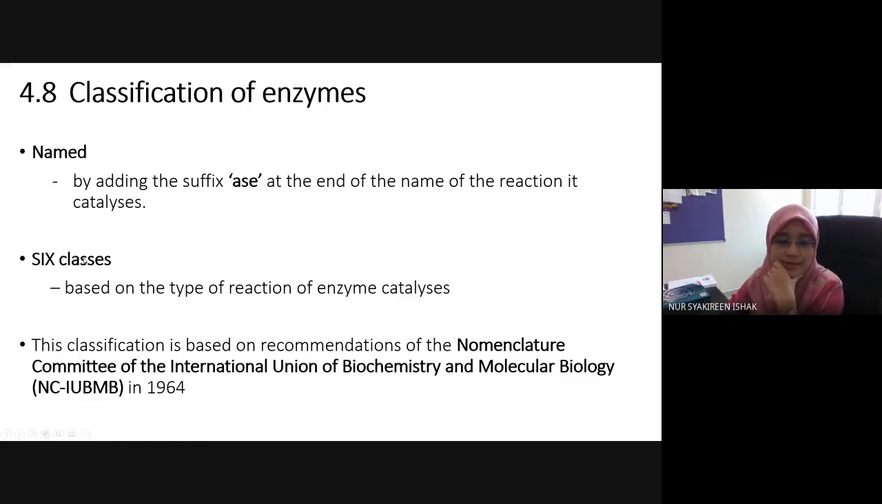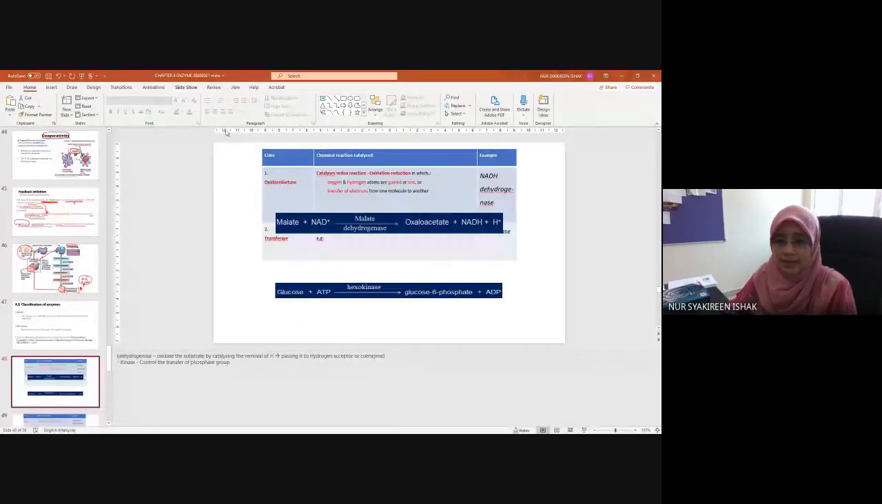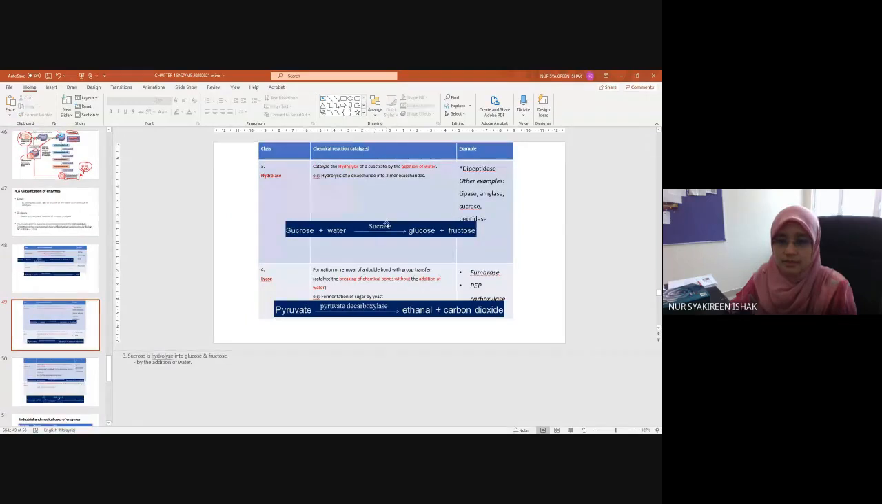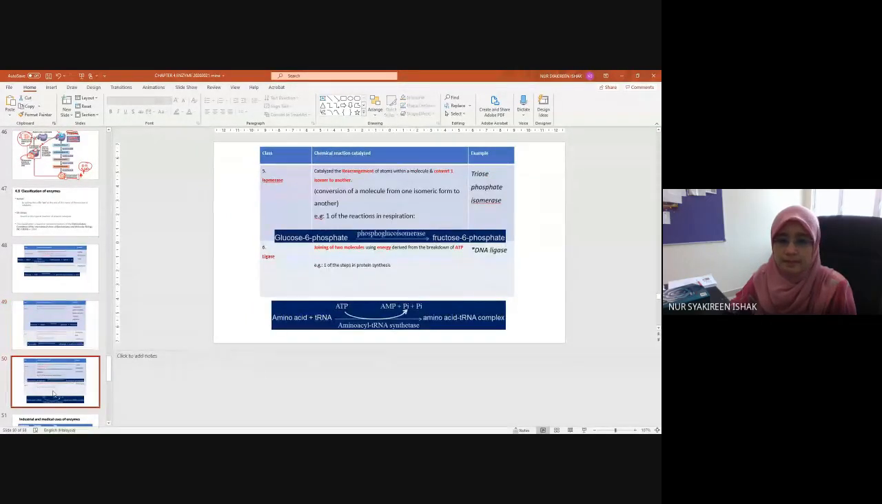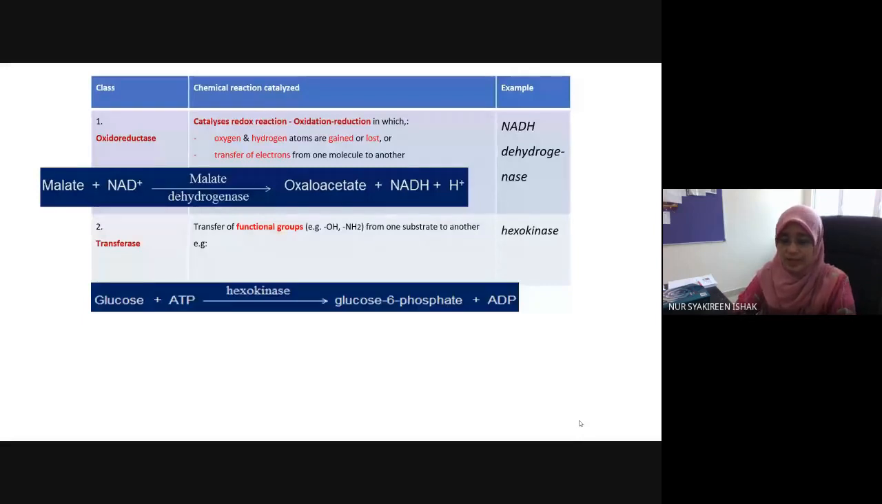So there are six classes of enzyme, okay, based on the type of enzyme reaction the enzyme catalyzes. So this classification is based on recommendations of the nomenclature committee of the International Union of Biochemistry and Molecular Biology in 1964. Okay. So you have six different classes of enzymes. So yang kat slide saya ni saya tambah untuk sebagai contoh lah. Tapi dia dah lari, dia punya alignment dia. Okay, so for each classes, I will give you example of reaction. Okay, so that it is easier for you to understand.